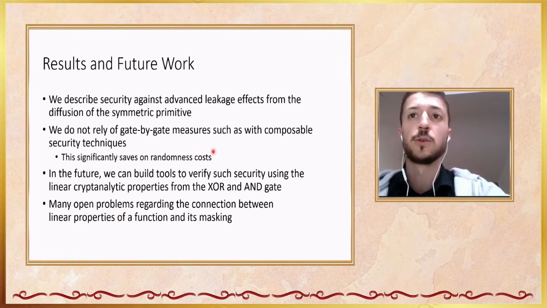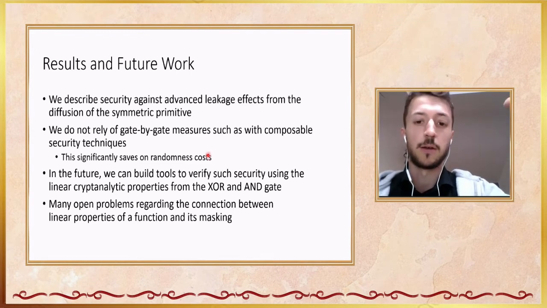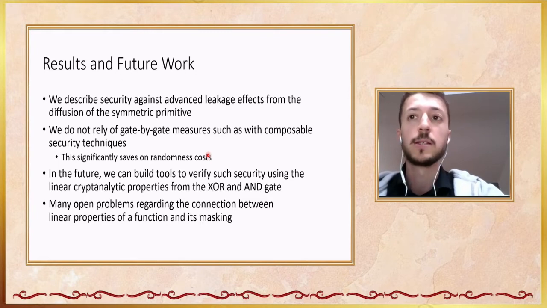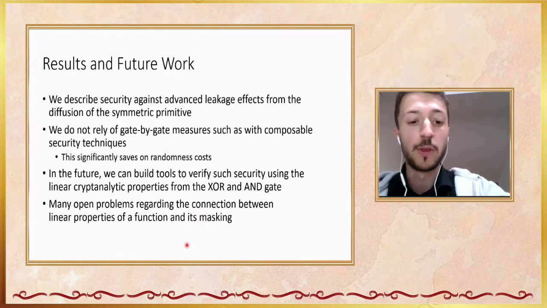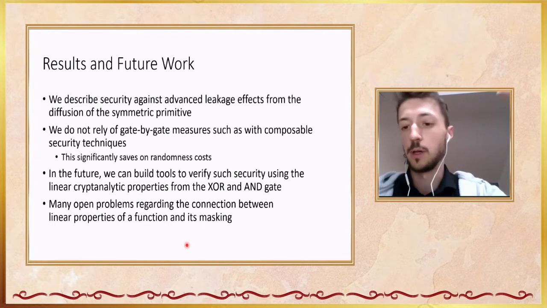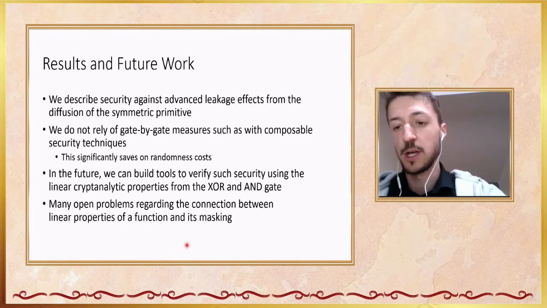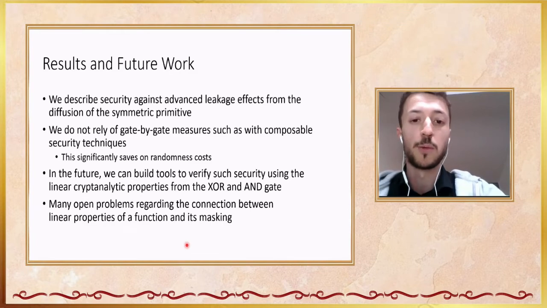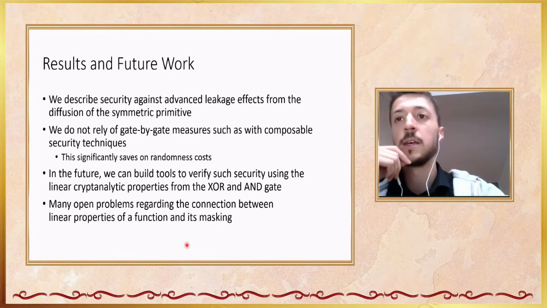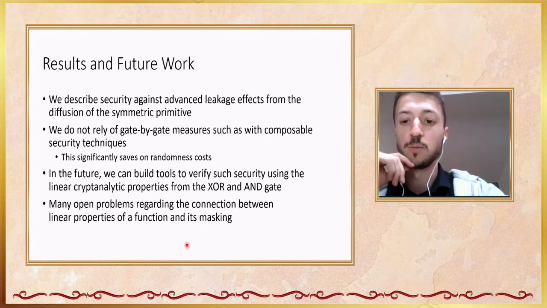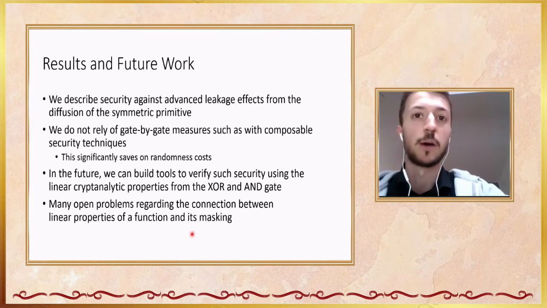And it would be interesting future work to see if we can build tools to verify these properties automatically from a netlist. And we can do this by using cryptanalytic properties from XOR and AND gates. And we also stumbled into some interesting problems in Boolean function theory, where we said, well, there are branch numbers of S boxes, but the sharings might have different properties. So it would be interesting to see if these Boolean function properties of maskings could be investigated further. But I will stop here.